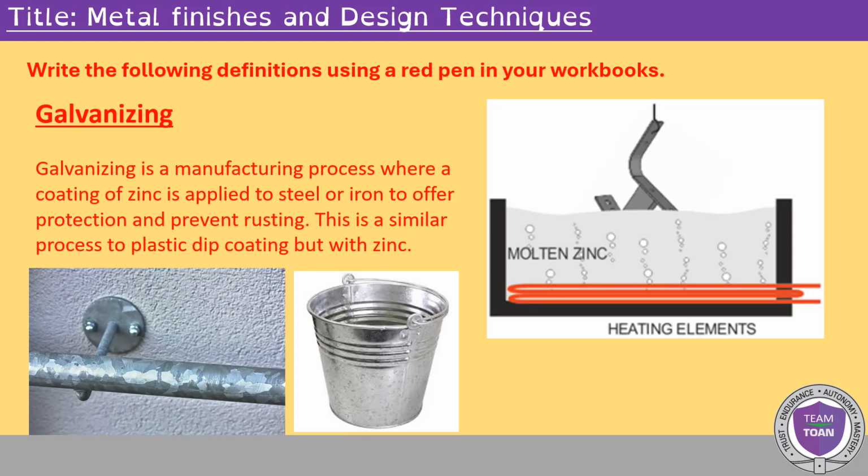Galvanizing. Now the reason I put galvanizing straight after plastic dip coating is because it's a very similar process. However, instead of using liquid plastic, you use melted zinc. Galvanizing is a manufacturing process where a coating of zinc is applied to steel or iron to offer protection and prevent rusting. This is a similar process to plastic dip coating, but with zinc.